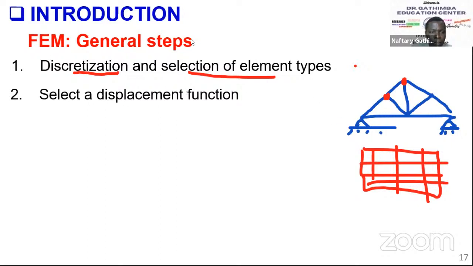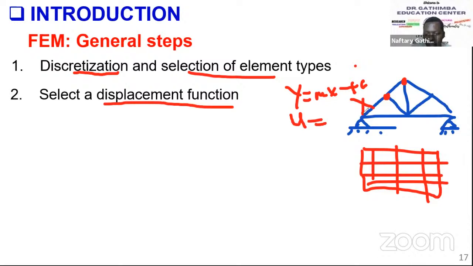Two, you are going to select a displacement function. This one I want to put on hold because it's very important. We are going to see the equation y equals mx plus c. If we are talking of displacement using finite element method, we want to see what the typical displacement is. u equals, maybe if this is direction y and this direction x, of course it will be related to ax plus something like by. So that's a displacement function. We are going to see how we derive this later on.